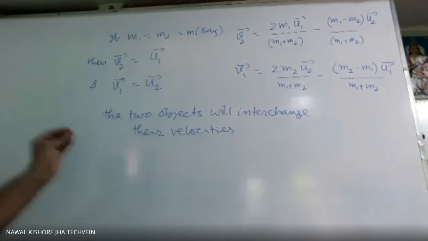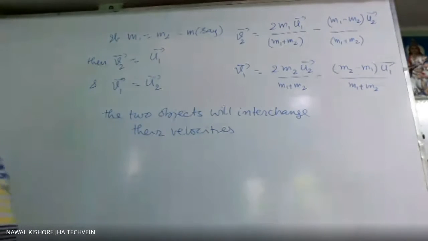That is, if the first is moving with 10 meter per second and the second was moving with 2 meter per second, then after collision, the first will become 2 meter per second and the second will start moving with 10 meter per second, provided the collision is elastic and the two objects have the same mass.